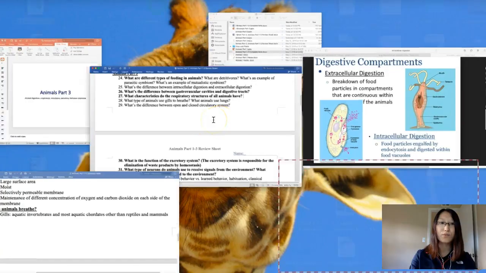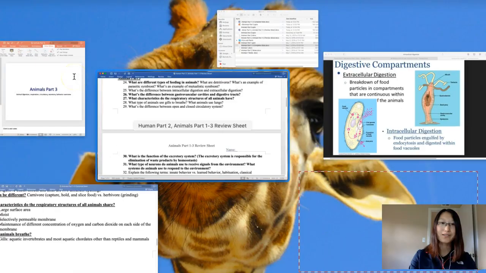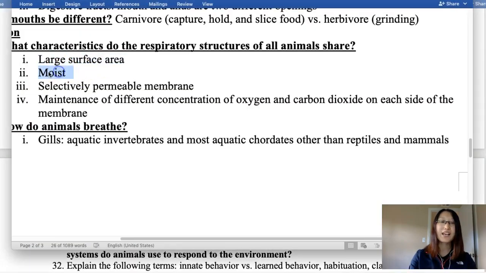They both have to be moist. So we have a large surface area, and they both have to be moist. If you think about your lung, it's a very moist environment. The reason for that is because oxygen can only go into your bloodstream if it's already dissolved in liquid. For fish, it works much better because the oxygen is already in the water, so it's moist, right? The gills are moist. The third one is a selectively permeable membrane.